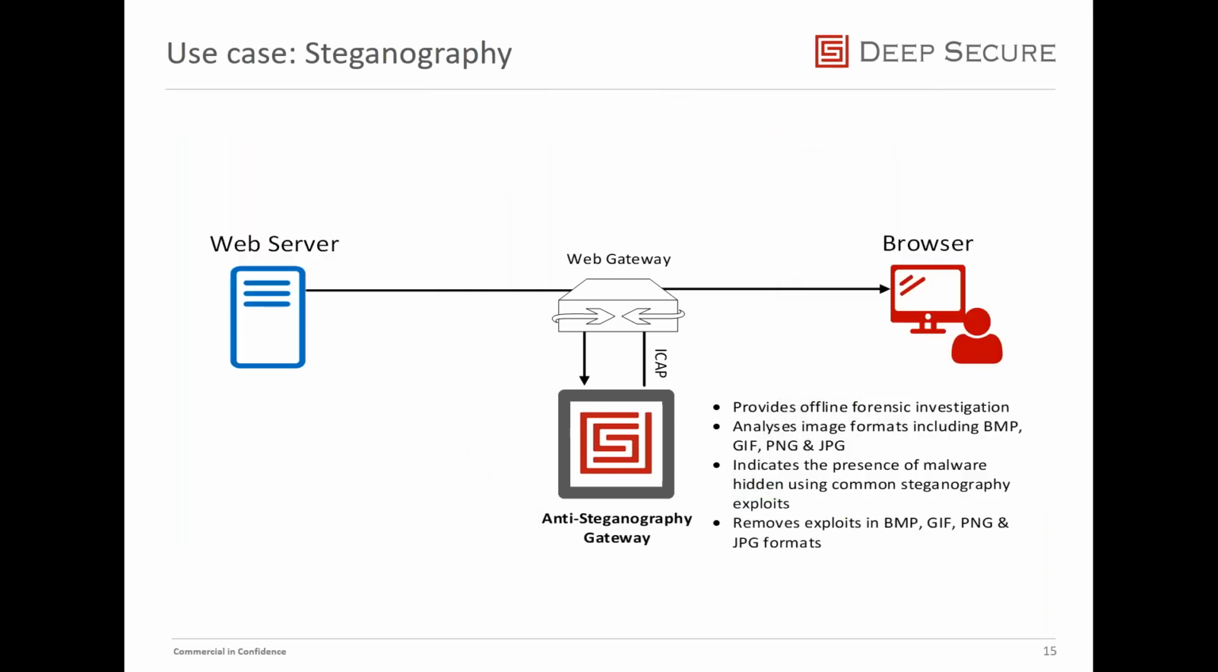Now, the AntiSteganography Gateway is a component of DeepSecure's content threat removal platform that provides the world's first cybersecurity solution that mitigates the risk of attacks that use steganography. Working with your existing gateways and perimeter defenses, it intercepts content like images and builds new clean content for delivery, leaving any extra hidden information behind.